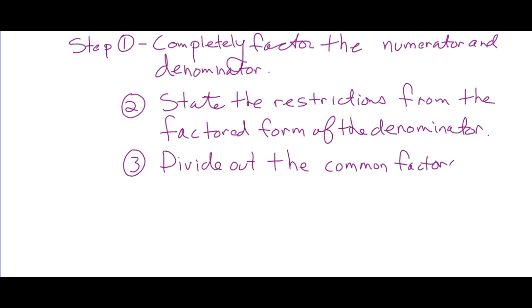So step one, get those common factors if there are any, like factor everything. Then state the restrictions. Then divide out the common factors between the numerator and denominator. So anything on the top will cancel with anything on the bottom. And that becomes important when we get into multiply divide, right? Any expression that is in the numerator of a rational expression will cancel with any expression that's in the denominator.